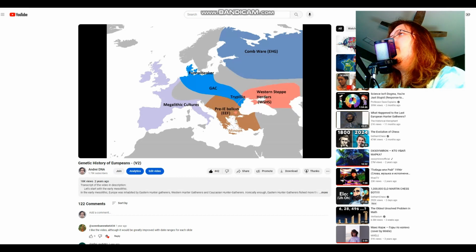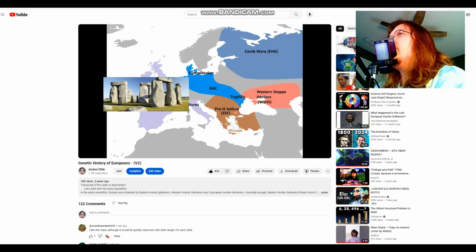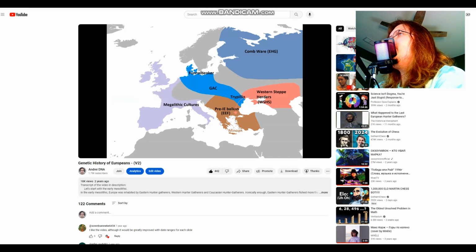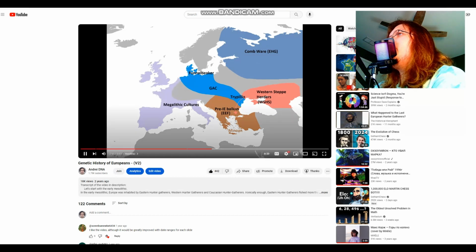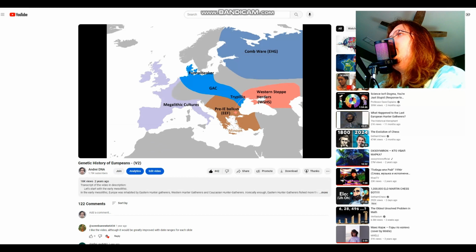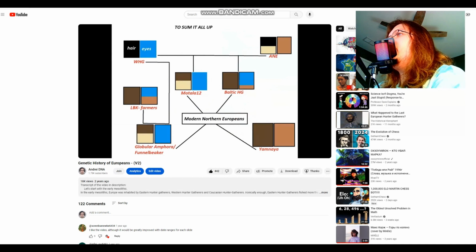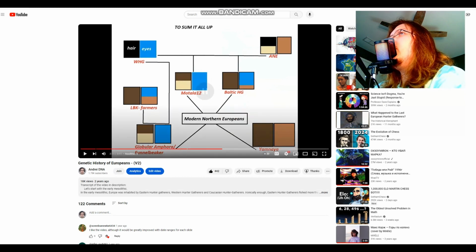In the west of Europe, megalithic cultures dominated, named so for their stone monuments. They derived most of their DNA from Neolithic farmers. In Central Europe, funnel beakers and globular amphora lived. They also derived most of their DNA from European farmers. Those two groups were not Indo-European speaking, but after mixing with Yamnayans gave rise to Corded Ware cultures.